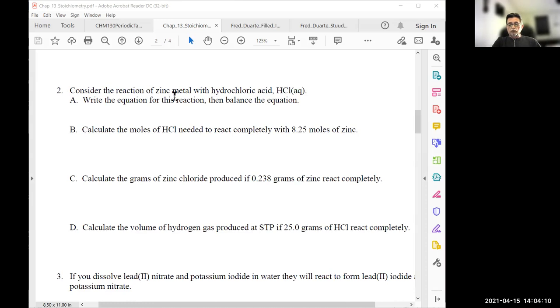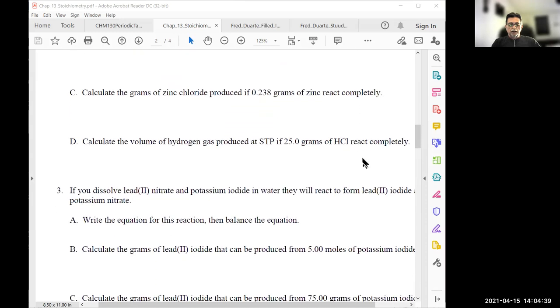here's question number 2, zinc metal and hydrochloric acid. That's another example of a double replacement reaction. Okay. You'll find that zinc is a lot more reactive than hydrogen, and therefore that reaction will proceed. You'll make zinc chloride and hydrogen gas.